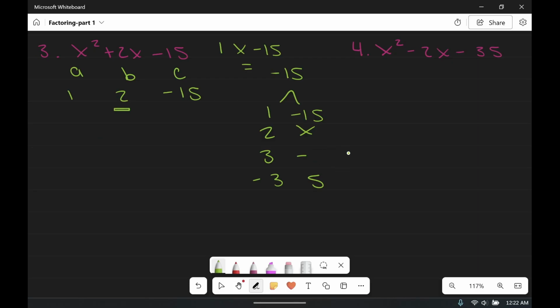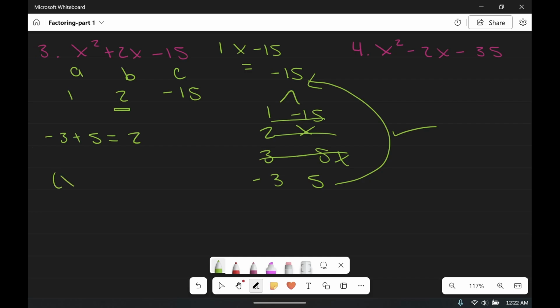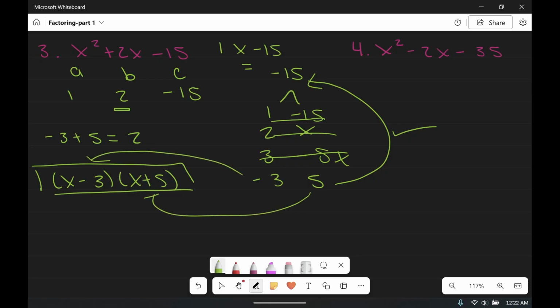Okay, so x. So that one doesn't work, but we know negative 3 times 5 is negative 15, and negative 3 plus 5 equals what? Positive 2. Good, you can always throw that in your calculator, and that should help. So now we'll go ahead and write our answer. X minus 3 and x plus 5. So those are your factors for x squared plus 2x minus 15. All I did here again was just attach it.